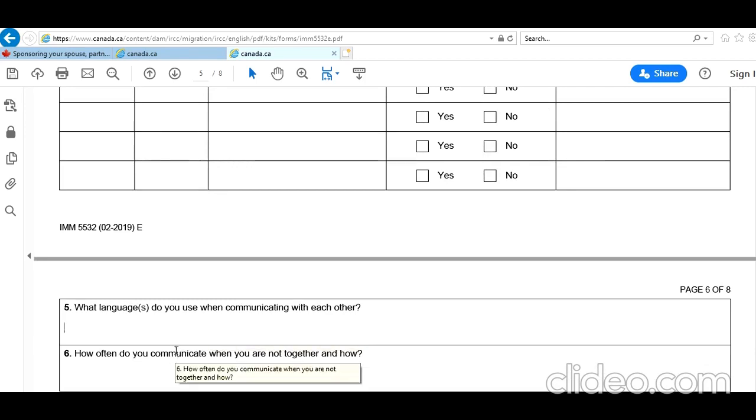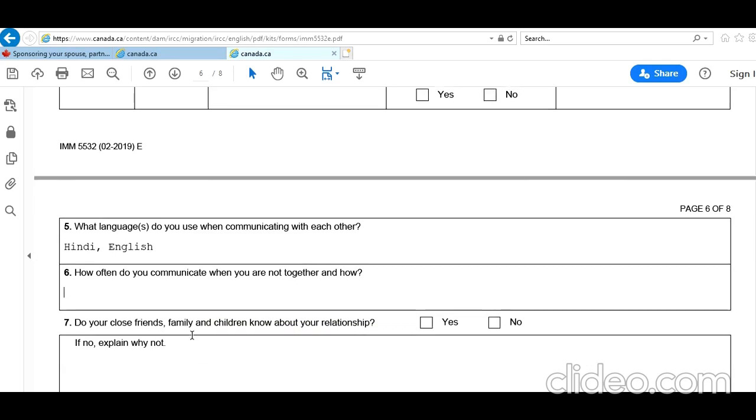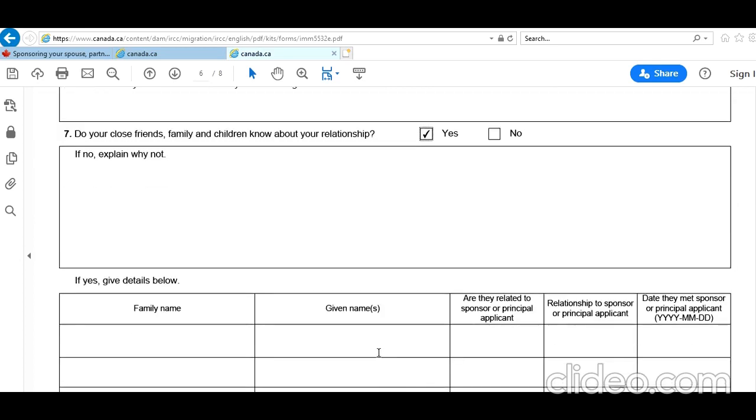What languages do you use? So let's say they are from India, so they use Hindi and English also sometimes. How do you often communicate when you are apart? You can use, well, let's say WhatsApp, Facebook chat, or whatever you use. Even nowadays people are using Telegram as well. Do your close family members know about the relationship? Yes. If yes, give the details, provide the information.